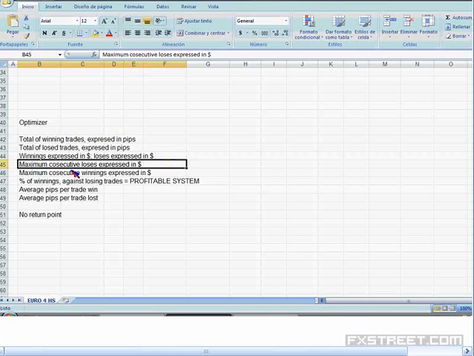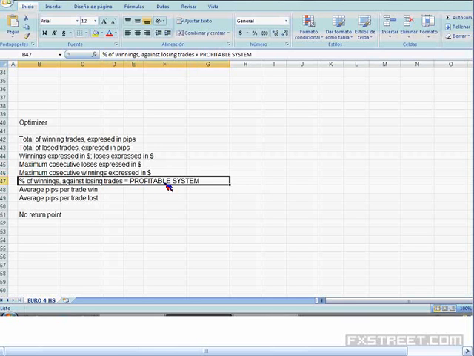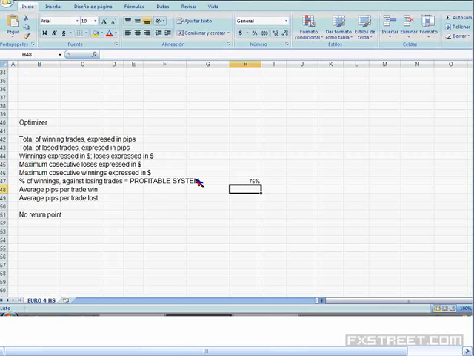I will also want to know the maximum consecutive losses expressed in dollars. How many losses I could have in a row expressed in money, okay? And I will also want to know the positive side of it, the maximum consecutive winnings expressed in money, okay? I want to know also, and I believe it's very important, the percentage of winning trades against the losing. That will tell me if the system is profitable or not.